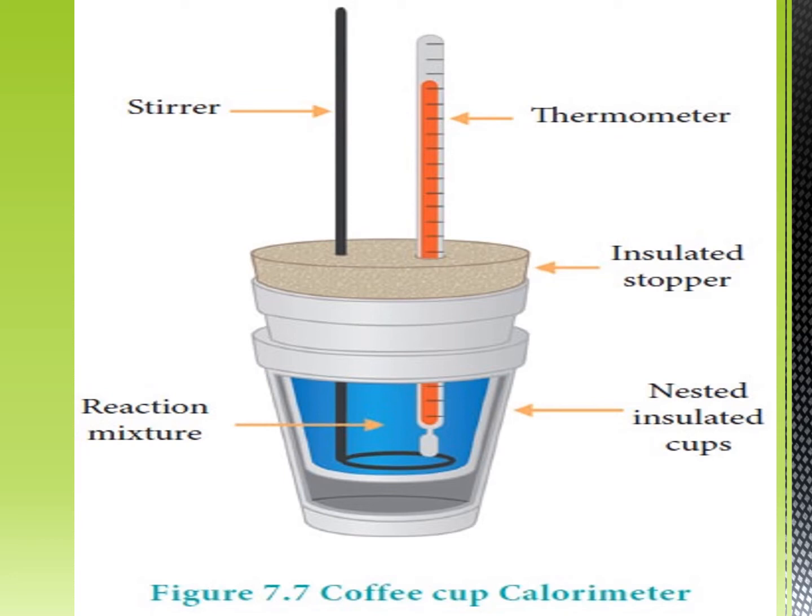It is a schematic representation of a coffee cup calorimeter. Instead of a bomb, that is an inner vessel, here a styrofoam cup is used in this calorimeter. The cup used here is a styrofoam cup. Instead of that bomb, we are using a styrofoam cup.